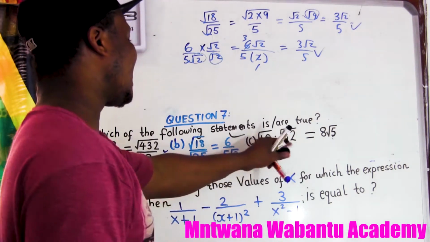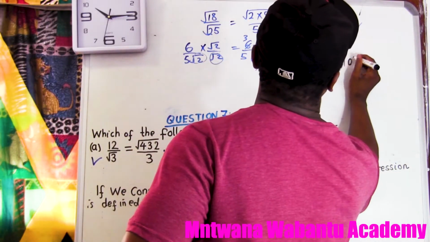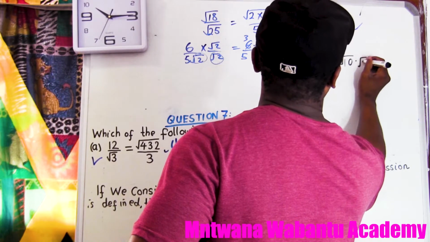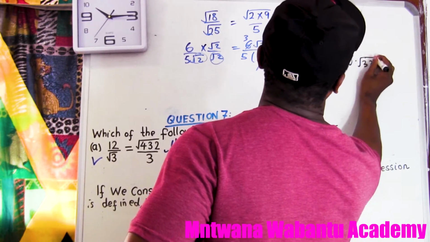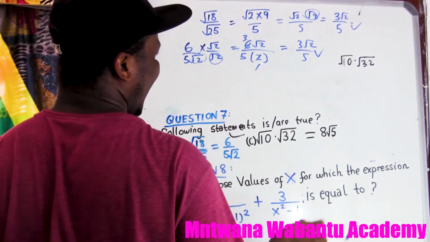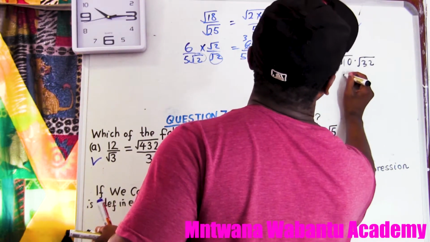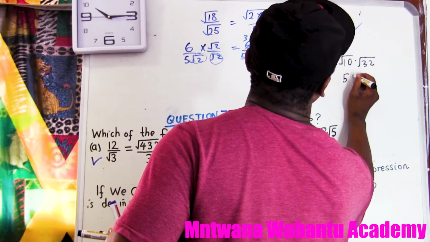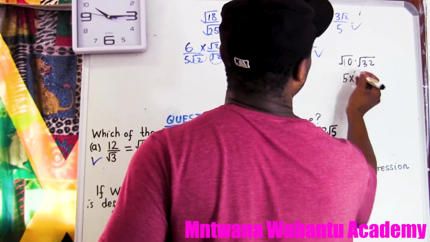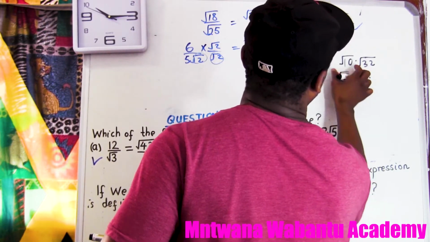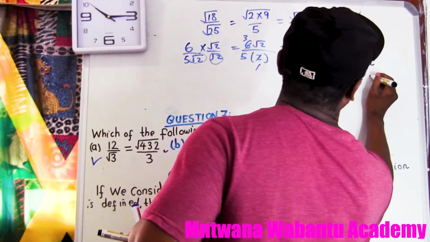For the last one, square root of 10 times square root of 32. Let me start with the left hand side. There's a lot I can do with this question. I can just say this is 16 times 2. So I can say this is like 5 times 2, and then I can separate. I can say square root of 5, square root of 2 for this one. And then we multiply.